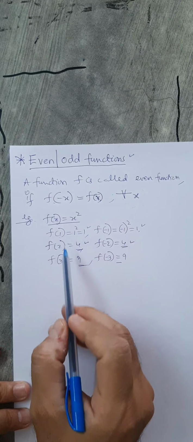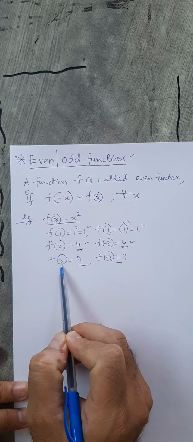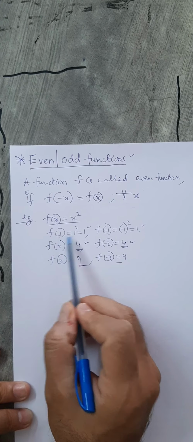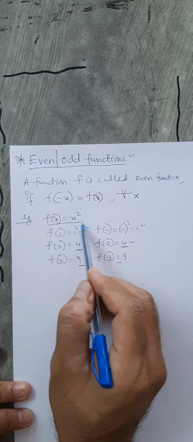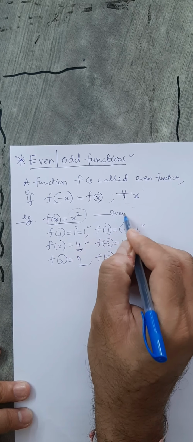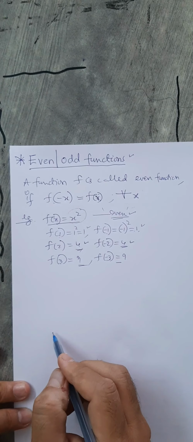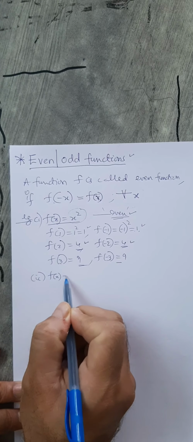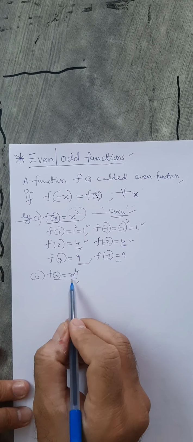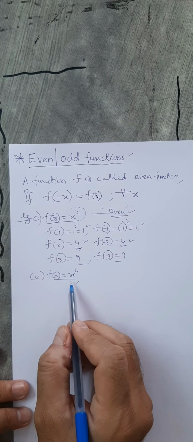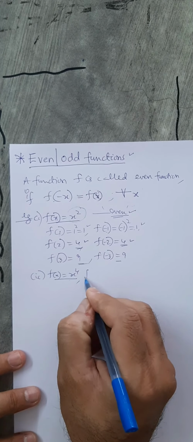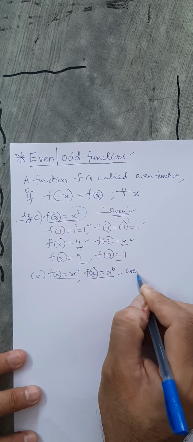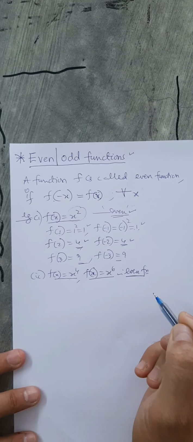So a function for which its opposite and given variable are equal. 2 and minus 2 are equal. 3 and minus 3 are equal. 1 and minus 1 are equal. So such a function is called even function. So this is an example of even function. Right? If you take one more example, x raised to 4, f of x equals x raised to 4, this is even function. You put minus and the variable itself, value will be same. You take f of x equals x raised to 6. These all are even functions.